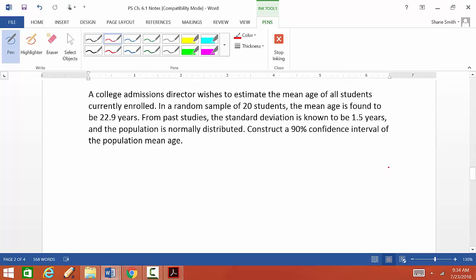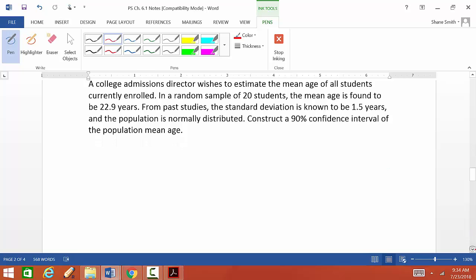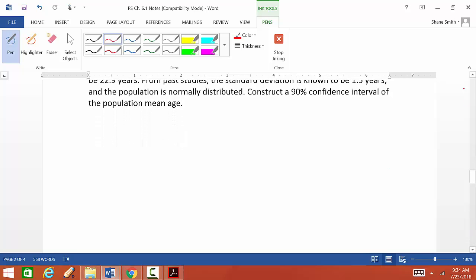It says a college admission director wishes to estimate the mean age of all students currently enrolled in a random sample of 20 students. The mean age is found to be 22.9 years. From past studies, the standard deviation is known to be 1.5 years. The population is normally distributed. Construct a 90% confidence interval of the population mean age.